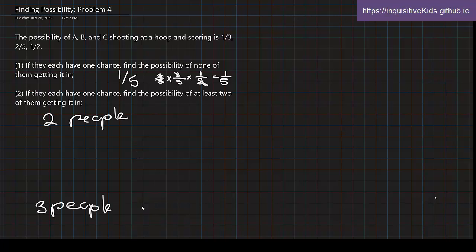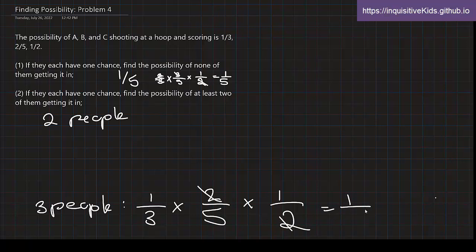Well, if 3 people are going to get it in, then the possibility of A getting it in is 1/3. Now we have 1/3 times 2/5 times the possibility of C, which is 1/2. Alright, so if we multiply this, we get 1/15. So that's the possibility for 3 people of getting it in.